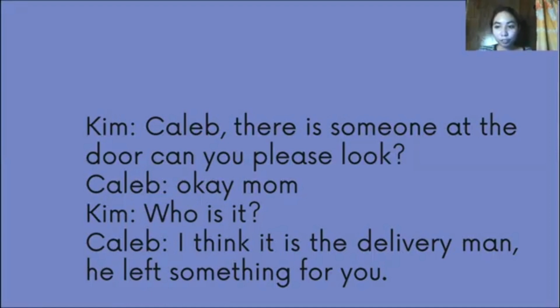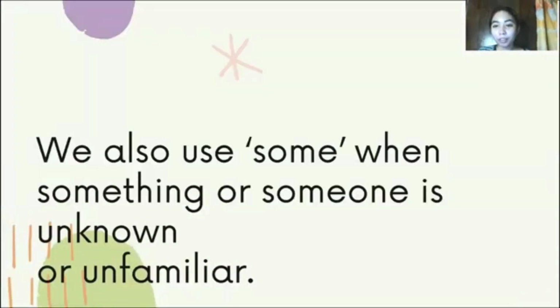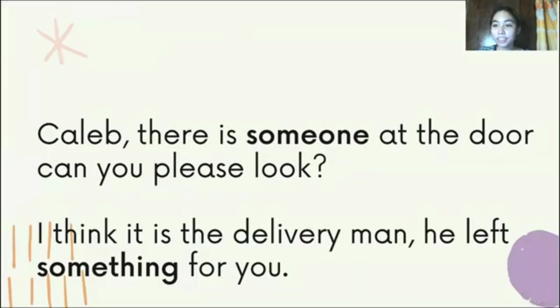Okay, thank you, Elena, for that wonderful participation. So here, in the conversation, we generally use the word some and words that start with some, like someone, somebody, and others in affirmative sentences. We also use some when something or someone is unknown or unfamiliar to us. So in the conversation, there are two sentences that follow these two rules. First, "Caleb, there is someone at the door. Can you please look?" Here, the speaker used someone because he didn't know who was at the door, or who was knocking.